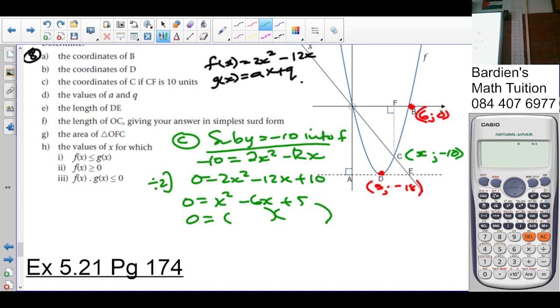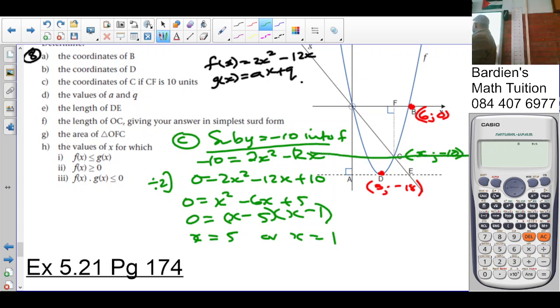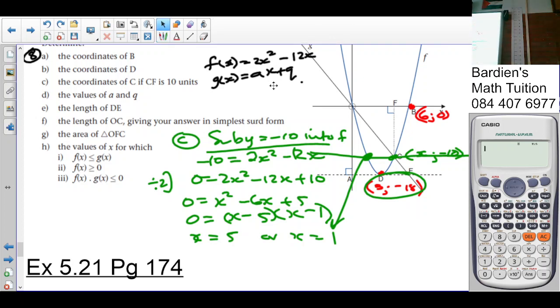Trinomial. x and x, 5 and 1, minus minus. So x is equal to 5 or x is equal to 1. Why am I having two values in it? There's 2 points on the graph where it has a y value of minus 10. Hence that being 1 and the other. Can you see that? And this point here is the 1, while this is going to be the 5. And it's of course 5 is on the right hand side of this axis of symmetry, which is 3. All makes sense, people? Yes. Okay.